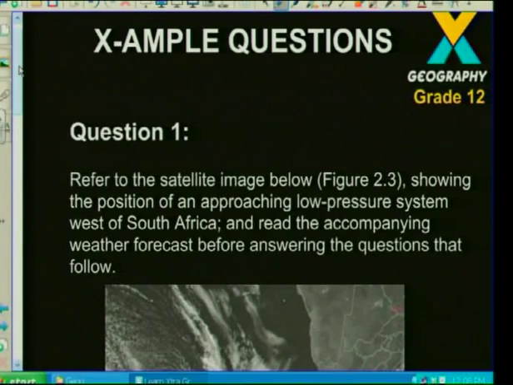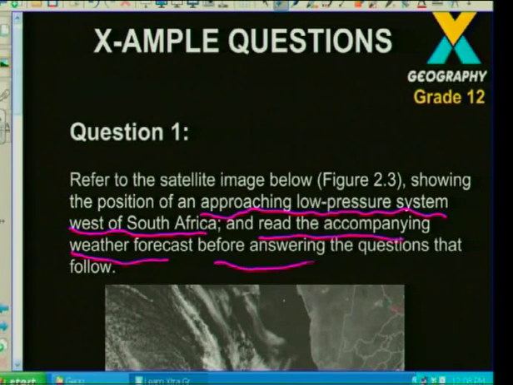All right, but what I'm going to look at now is the most important thing again, and that's your sample questions as such, because this is where we apply the different information that we learned. All right, let's look at the first question that we have down here. Refer to the satellite image below showing the position of an approaching low pressure system over the west of South Africa and read the accompanying weather forecast before answering the question.